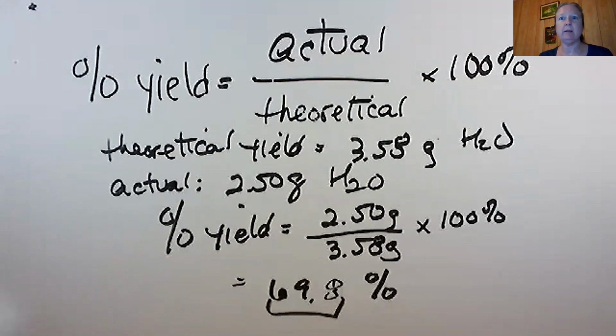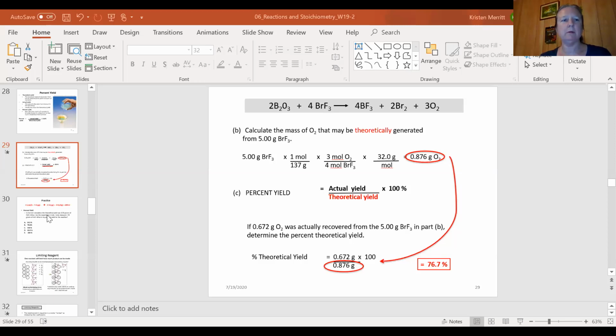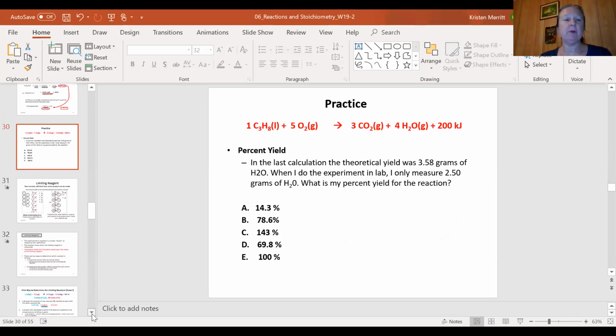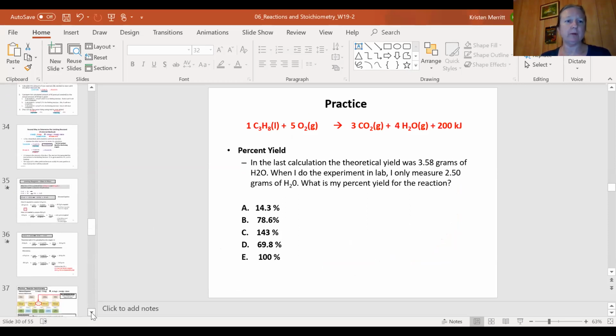And if you go back to the slide that I got this from, oh, this one, lost my place for a minute. Right here, and the answer is D, 69.8%. Okay. So that's very straightforward, and you just want to practice it.